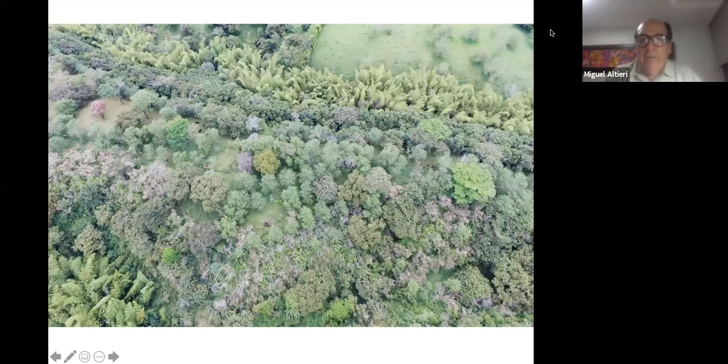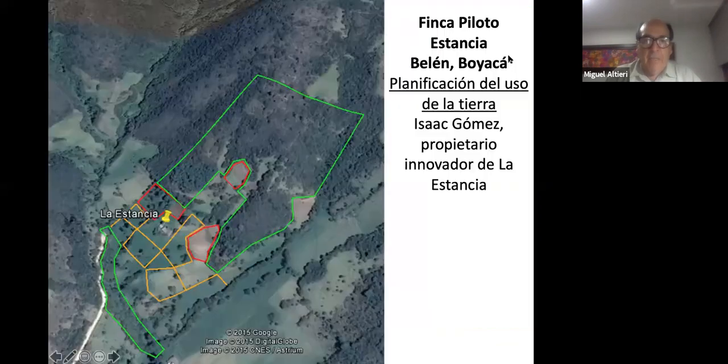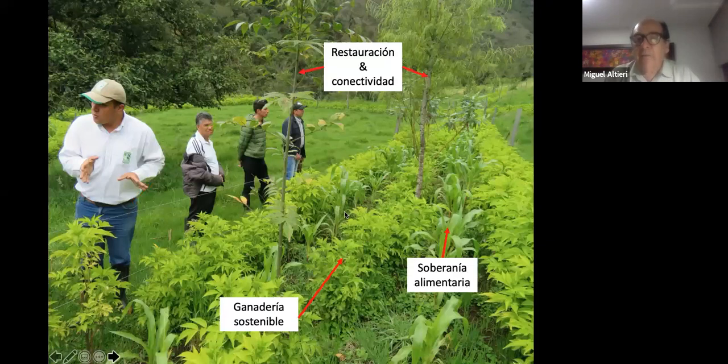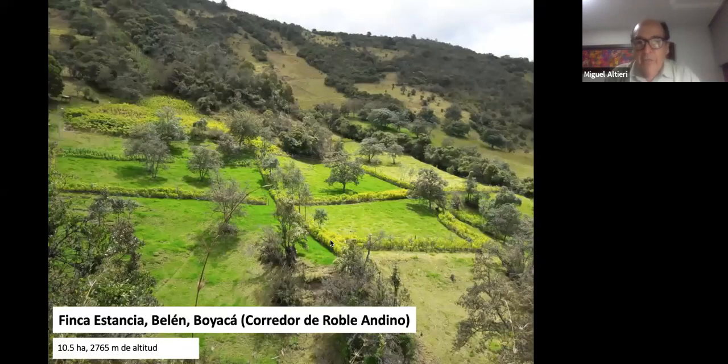This is another farm that you can see has natural vegetation here, and there was a restoration of all this area. And so here you can see they started with planting what they called corridors of fodder for animals, but also for the food security of the family. Corn and beans and things like that. And you can see here the design of the farm in the restored area. All these corridors are producing forage plants, but also they are producing food for the family.